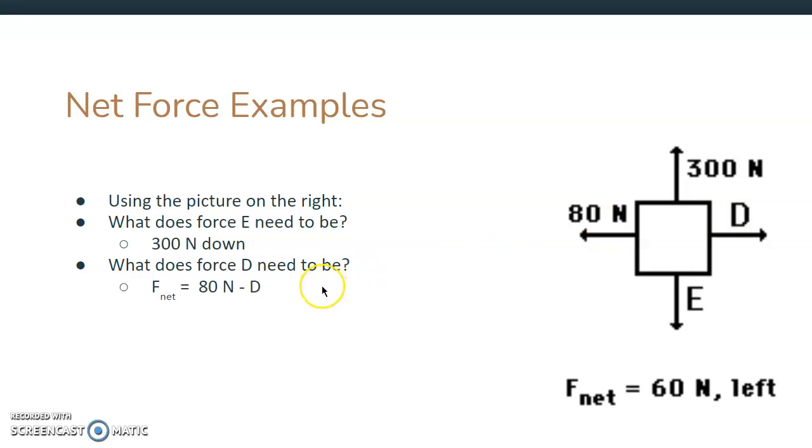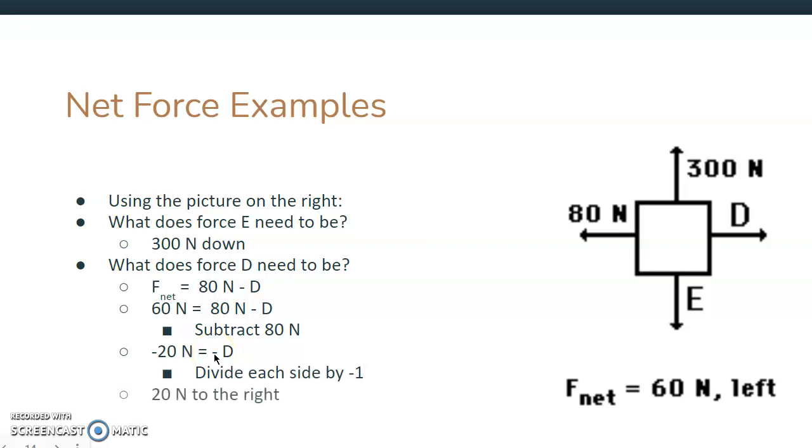If we wanted to do that math-wise, we would say F net is equal to 80 minus D, and then plug in that. We'd have to subtract 80 on both sides to solve for D. That would leave us with 60 minus 80, so we'd have a negative 20 newtons, but we'd also have a negative D, so we'd have to divide by negative 1 on either side to get 20 newtons on the right side for D.